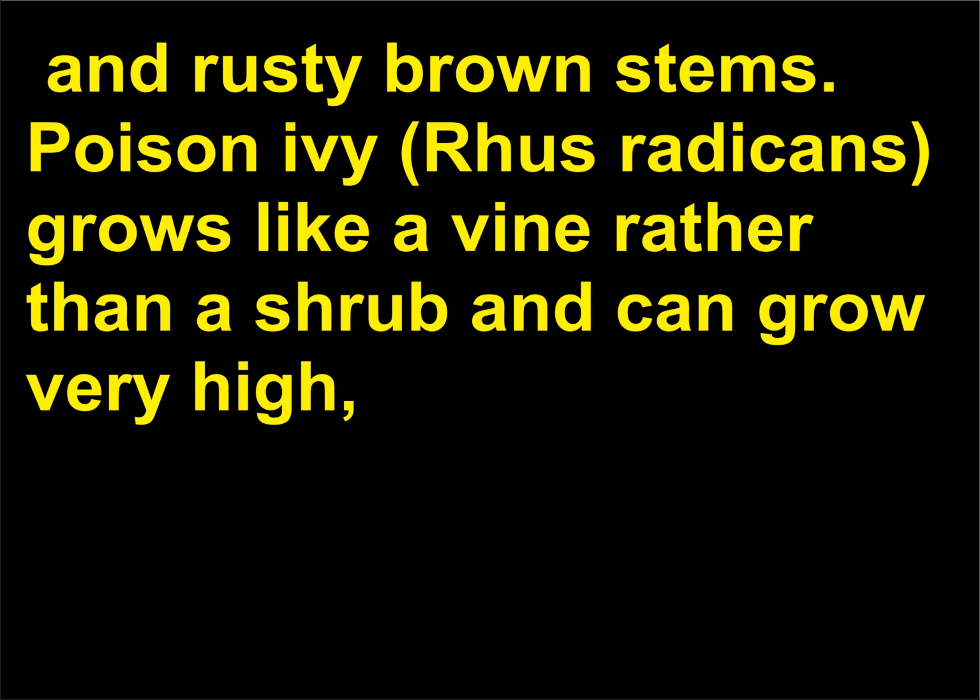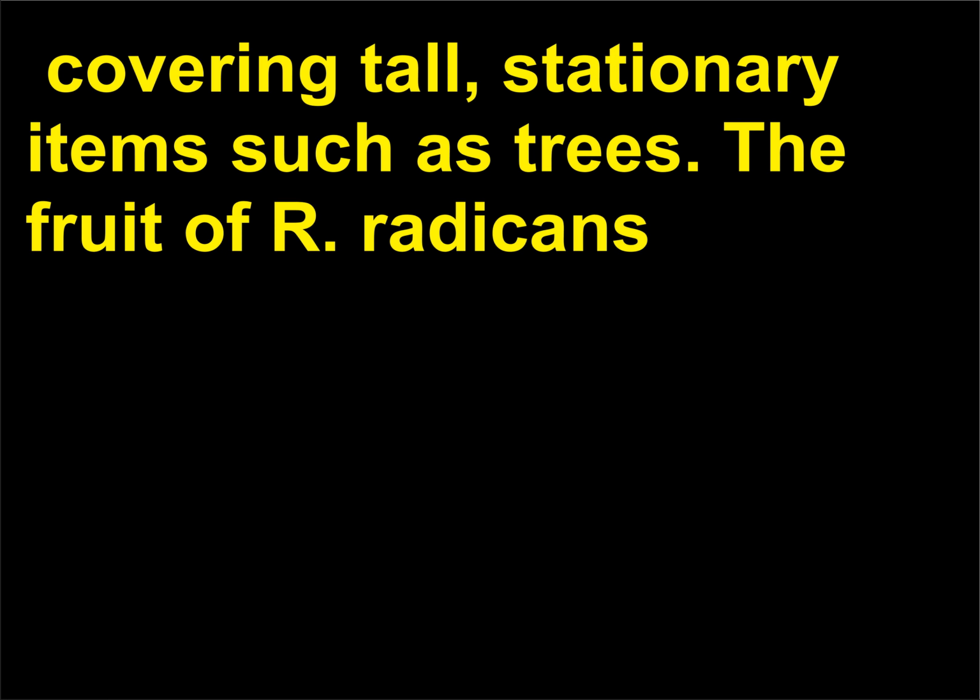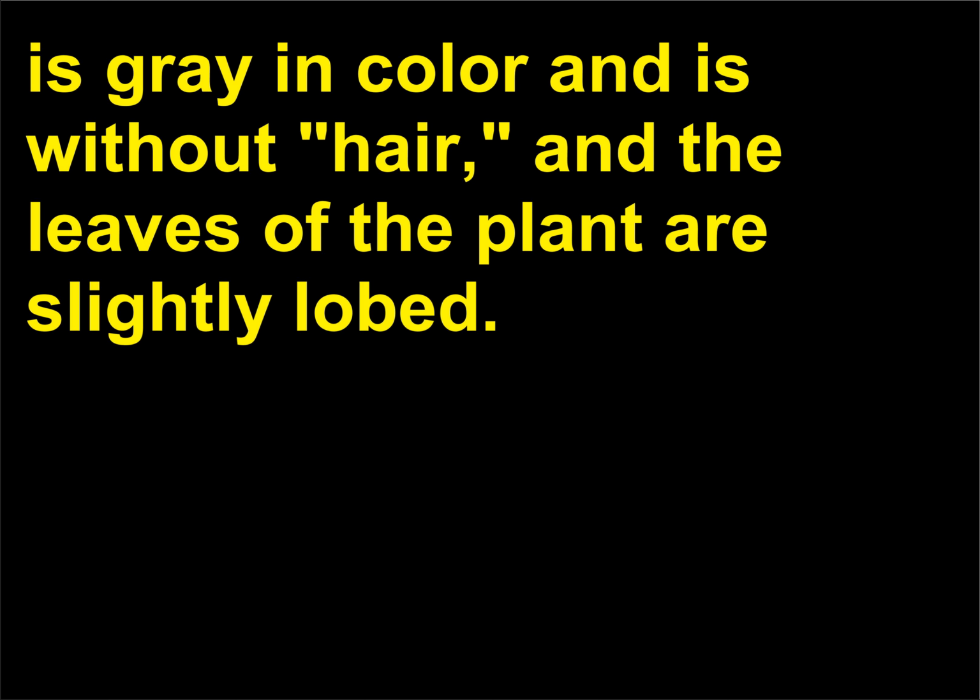Poison ivy, Rhus radicans, grows like a vine rather than a shrub and can grow very high, covering tall, stationary items such as trees. The fruit of R. radicans is gray in color and is without hair, and the leaves of the plant are slightly lobed.